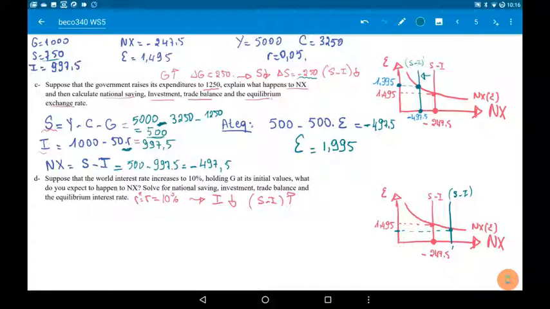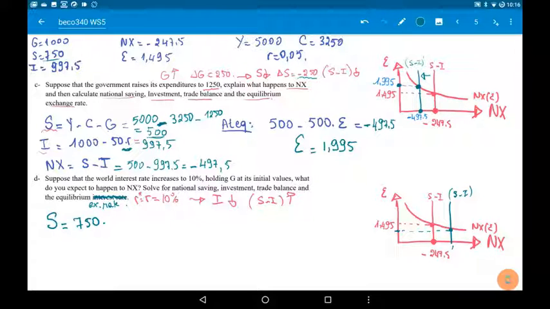Now let's calculate it. So I guess here in the given they mean here by equilibrium exchange rate, since the interest rate we already have it. Okay, so first, savings will not change, since Y did not change, C did not change, and G did not change. So S equals the original value, which is 750.